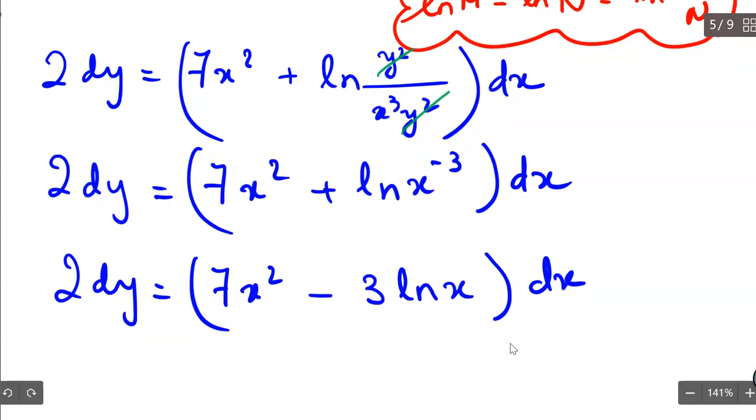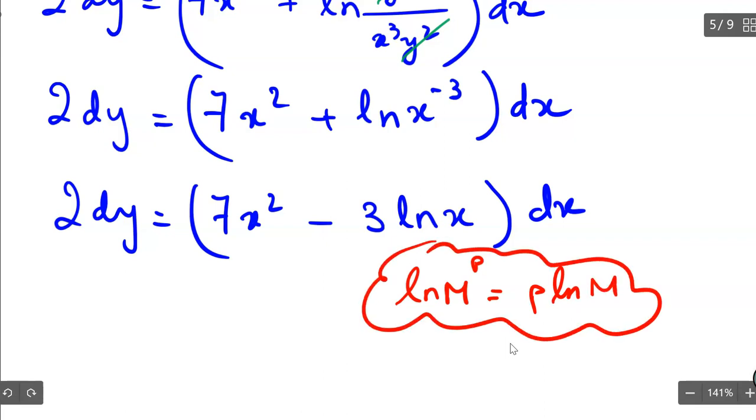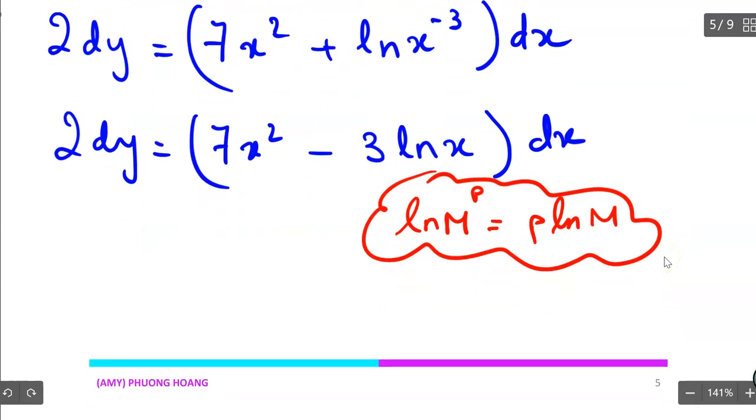So this one, I apply the formula as ln of n raised to the exponent p. I can take the p and multiply it by the entire natural logarithm expression. If you have the ln and its argument raised to a power, you can take that power and make it into a coefficient. It's part of the property of logarithm. Okay, so now I can do this.